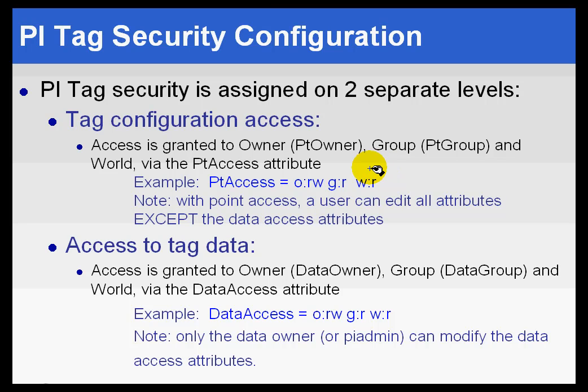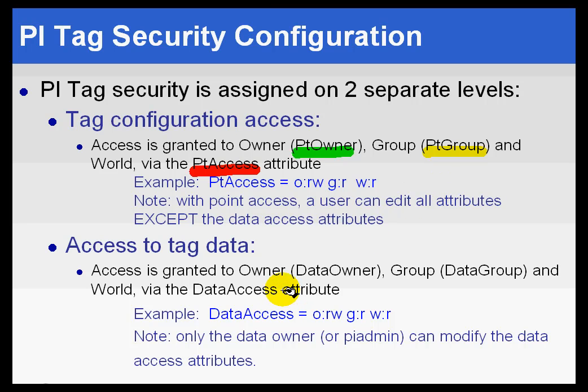Now we do this concept for both the point configuration and the data. So you'll notice with point configuration we have something we call a point owner. We also have a point group, and then finally we have something called point access. We'll talk a little bit more about point access in a few minutes, but that basically defines what the owner and the group can do.